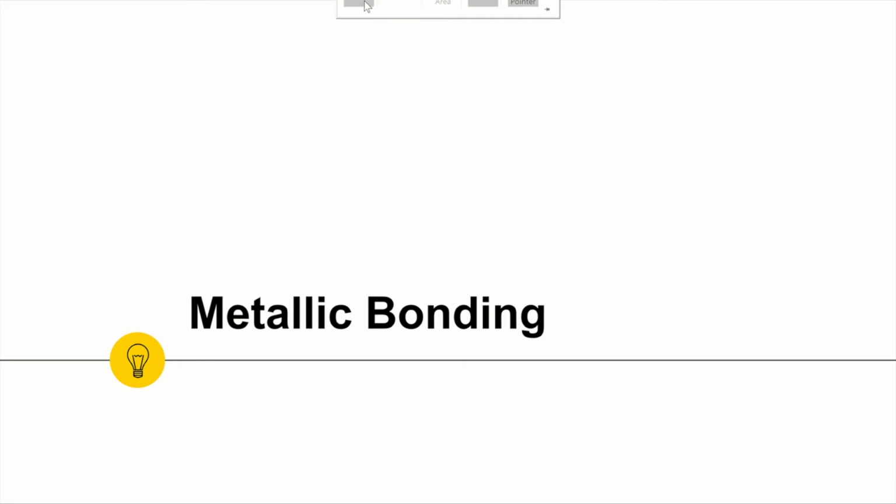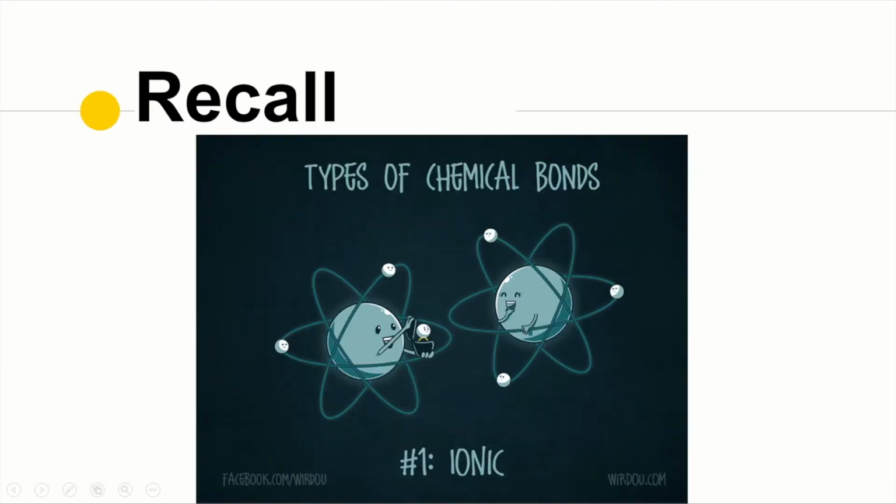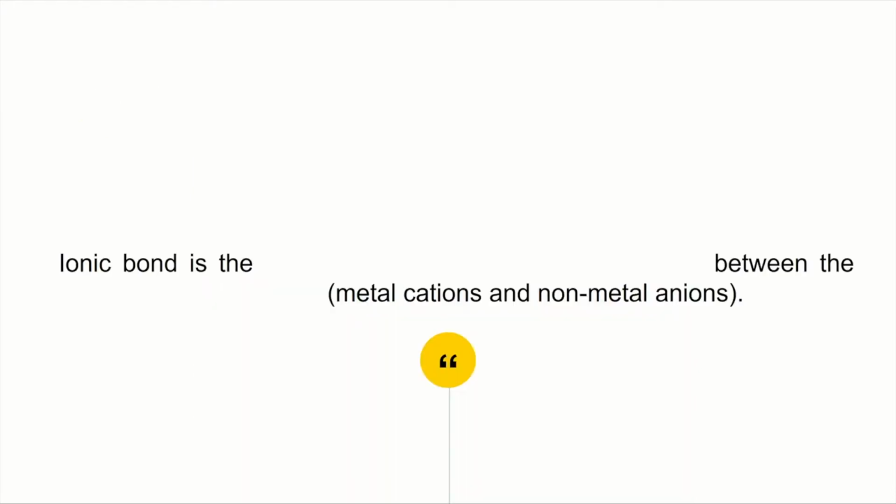Okay, so after learning ionic bonding and covalent bonding, we're moving on to the last part, which is metallic bonding. So let's do some quick recap first. The first type of bonding that we have learned so far is ionic bond. So what is ionic bond?